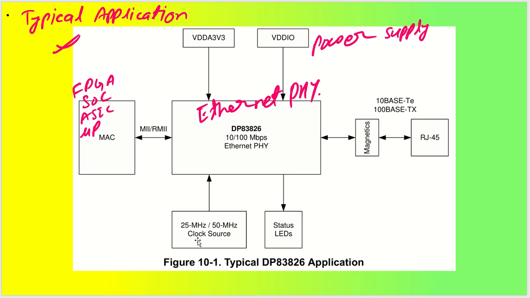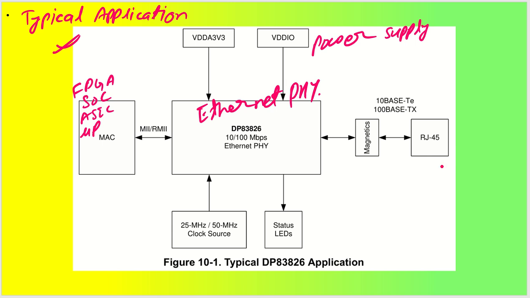Then it will require clock sources, which can be supplied either by the crystal oscillator or by the MAC, which will act as a master while this acts as a slave. This is the MAC and Ethernet PHY signaling, which is going to be either MII mode or RMII mode, that is, the reduced media independent interface through the FPGA. Next comes the network connection, which goes through the magnetics and then to the RJ45 connector.